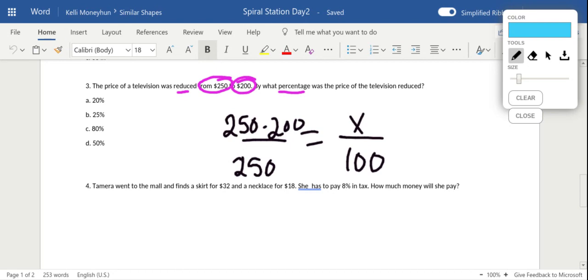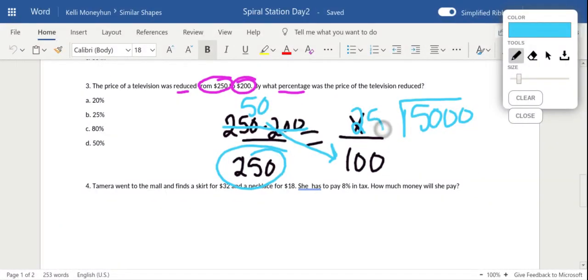Okay, so now I'm going to solve. 250 minus 200 is 50. Multiply by 100. It's 5,000. 5,000 divided by 250. So sorry, I ran out of room. And I end up getting, 250 times 2 is 500. So I do my subtraction, bring down my 0. 250 into 0 is 0. So my answer is A.